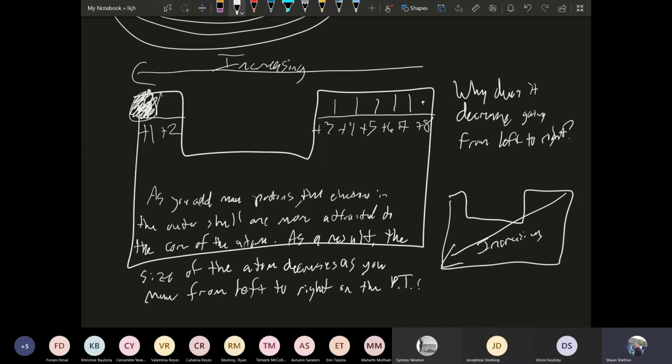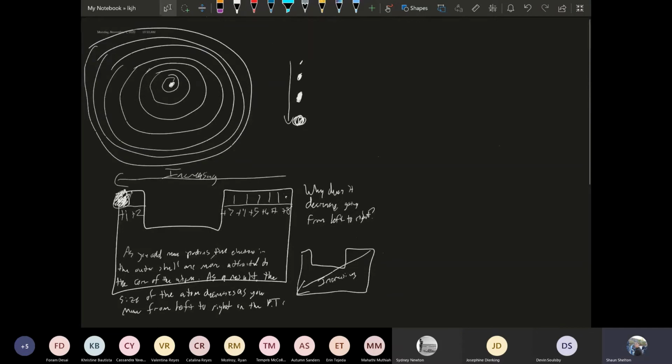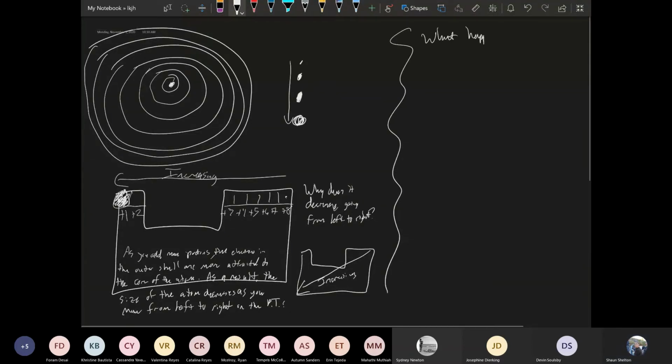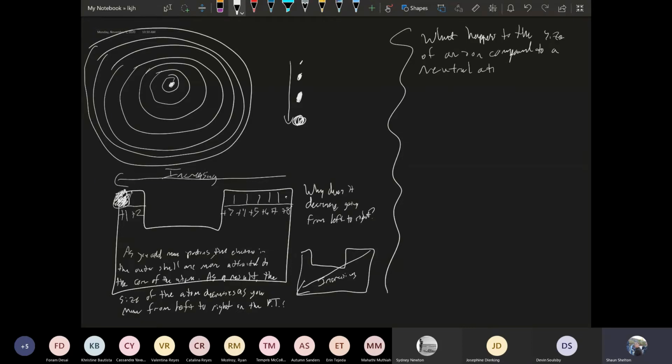Now, if we start to talk about the ions specifically. So right now, this just refers to simple atoms that have no charge or anything, right? So now, what happens to the size of an ion compared to a neutral atom? So that's the question we're going to answer now.